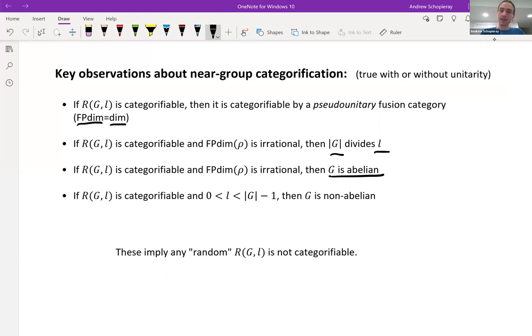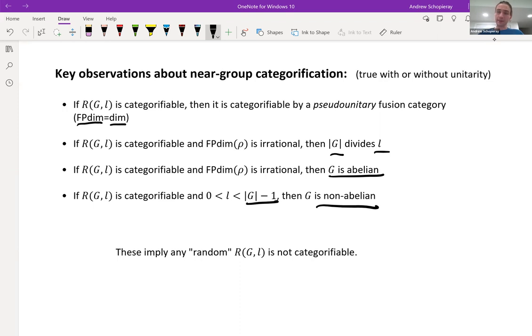Now, countering that point, if we look at when the Frobenius-Perron dimension is an integer, so where that L is less than the order of the group, I find that all of the possible near group fusion rings which are categorifiable are non-abelian. So these abelian groups that are categorifiable correspond to the irrational non-trivial dimension. And these integral ones correspond to the non-abelian groups, with this one exception of G-1, which falls directly in between those two cases. So there's an incredible amount of restrictions on which of these rings are categorifiable.